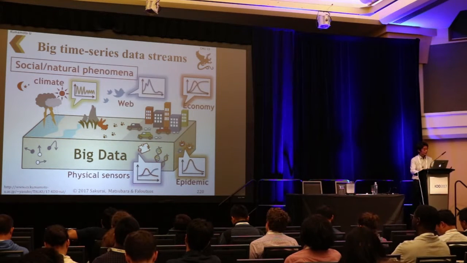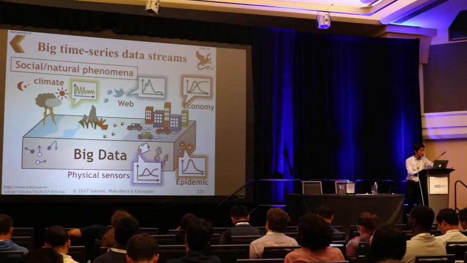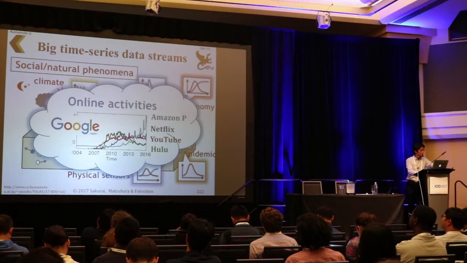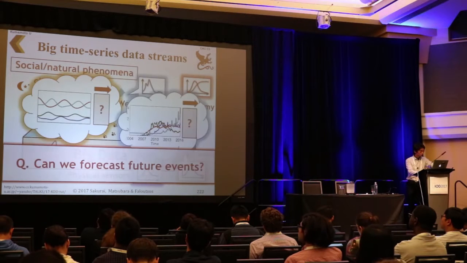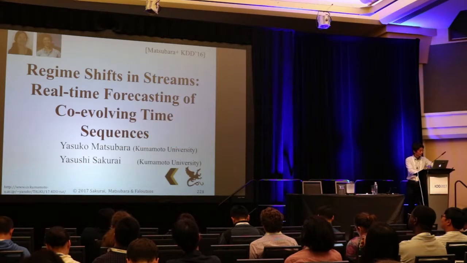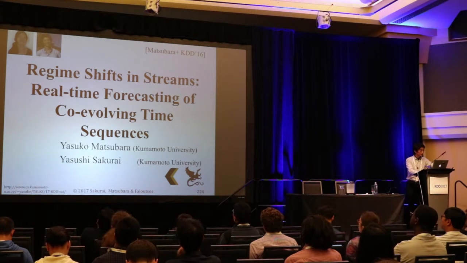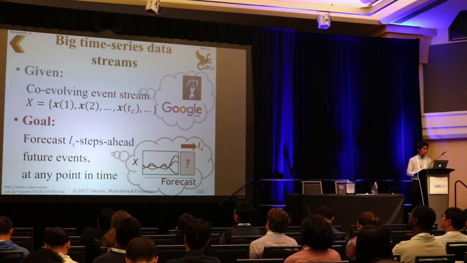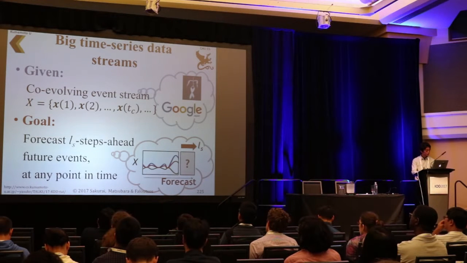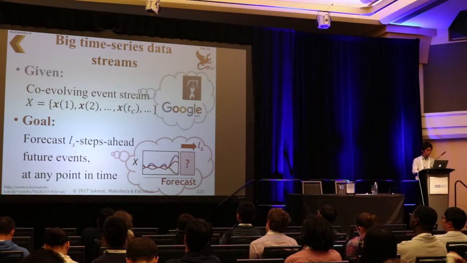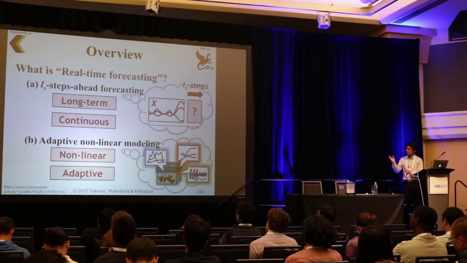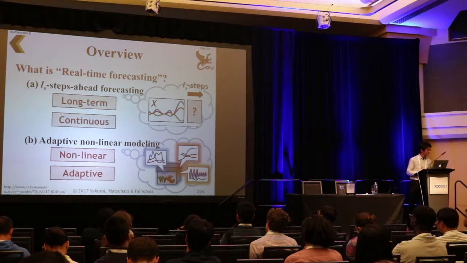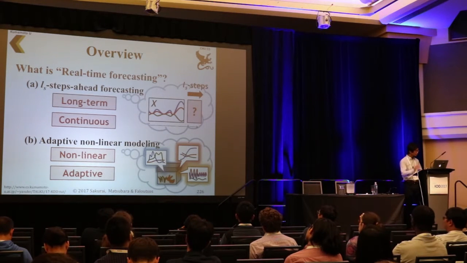There are many big time series data streams in social or natural phenomena, like motion sensors or online activity like Google Trends. So we want to forecast future events, which was published in KDD 2016. The problem is that, given a coevolving event stream, we want to forecast n steps ahead for future events at any point of time. In this case, we focus on real-time forecasting. We believe this is very useful for IoT, for example self-driving cars or smart factories.